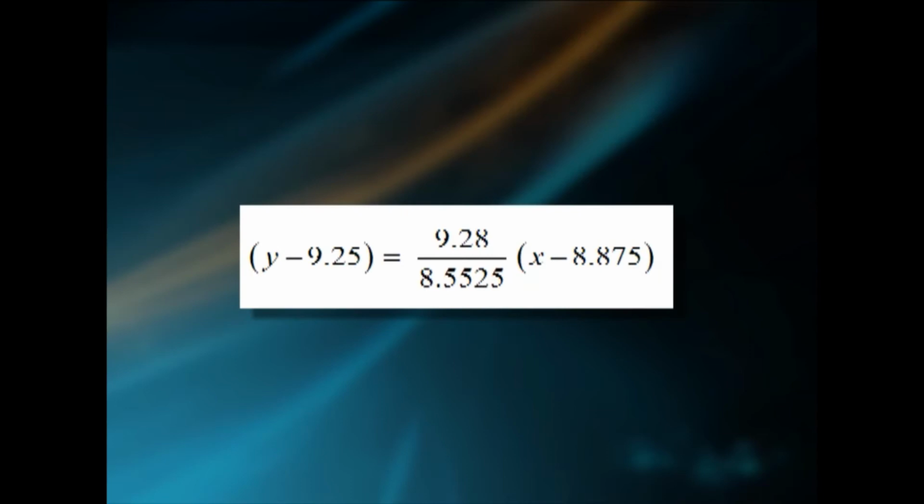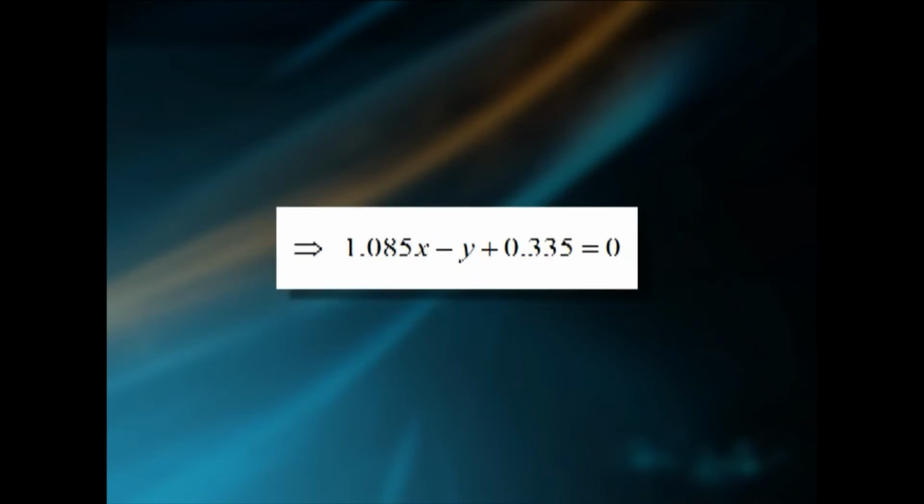Hence, the regression line y on x, y minus y bar equal to pxy by sigma square x into x minus x bar is y minus 9.25 equal to 9.28 divided by 8.5525 into x minus 8.875. This implies 1.085x minus y plus 0.335 equal to 0.